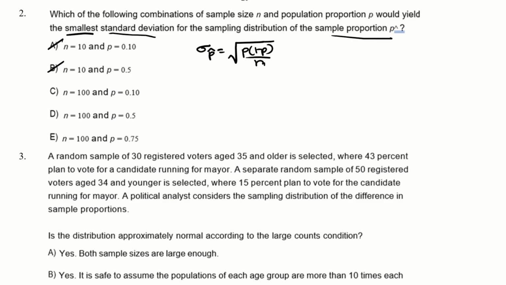And then obviously, if we want the smaller standard deviation, we want a small p, right? So we want p to be small, and then n to be large, so that way the sigma p hat can be small. So in that case, the best choice would be a small p, 0.10 is the smallest, and then a large n, so it's got to be C.